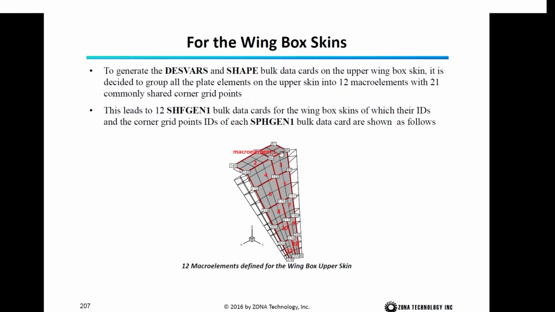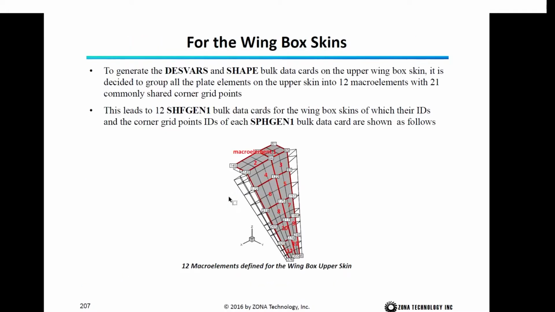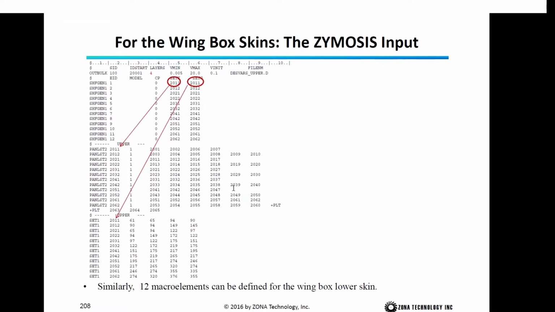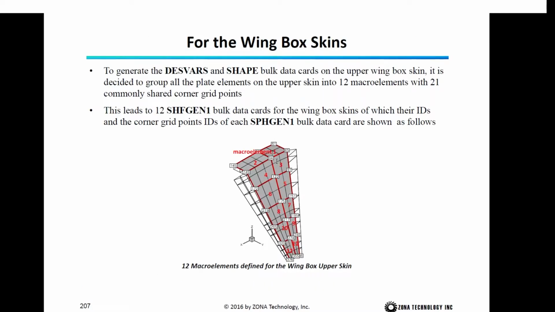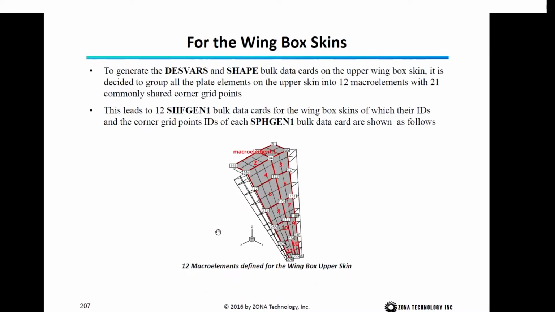For the first micro element, it includes four CQUAD4 elements with the four corner grid IDs. So we have the first SHAPEGEN1. It refers to the panel list to list out the panel IDs of those four CQUAD4 elements, and it refers to a SET1 card. It lists out the IDs of the four corner points. So it's 61, 65, 94, and 90. And for the second micro element, which is this one, it includes six CQUAD4 elements with corner points 90, 94, 149 and 145.